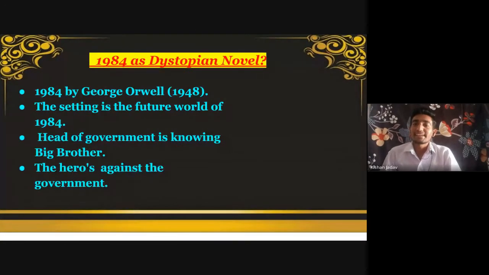So, 1984 as a dystopian novel. This novel is written by George Orwell. The setting is the future world of 1984. In this novel, the head of government is known as Big Brother, and the hero goes against the government, and he suffers many kinds of events in his life.